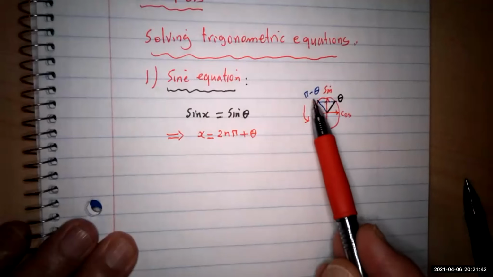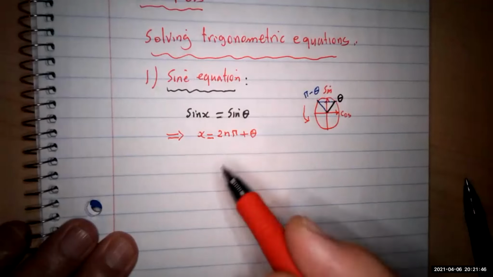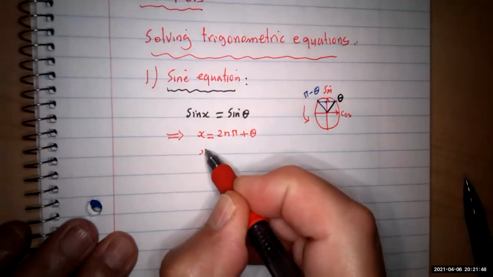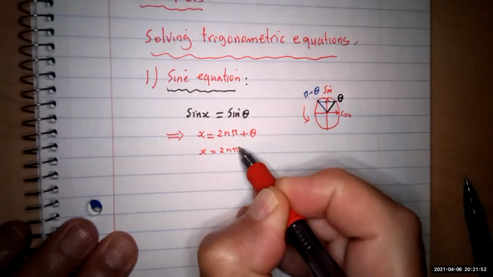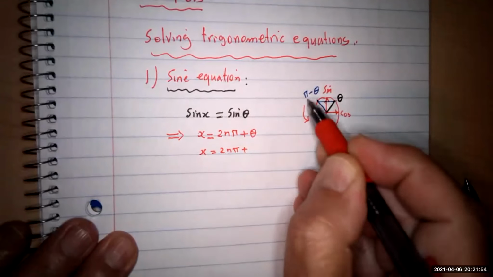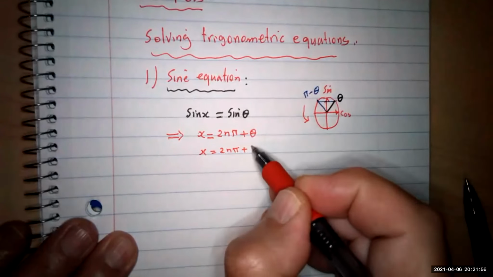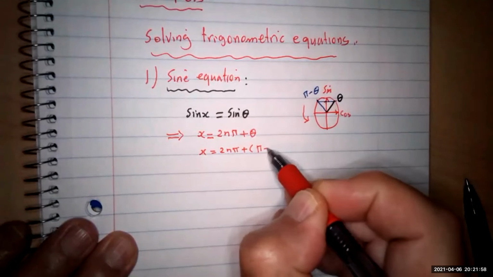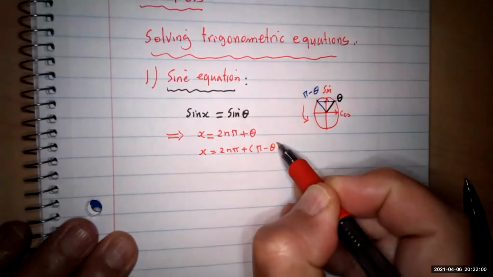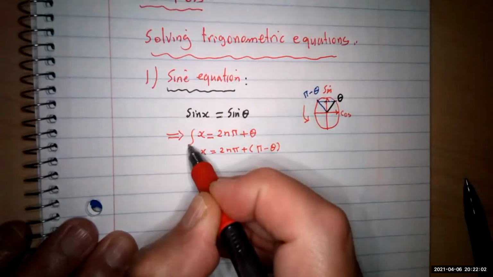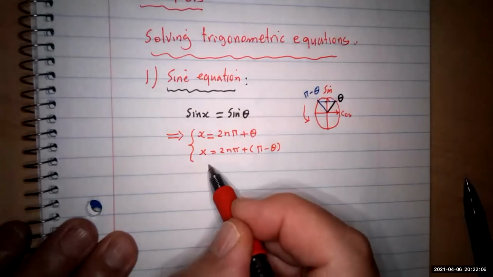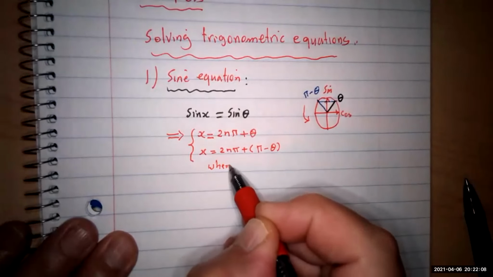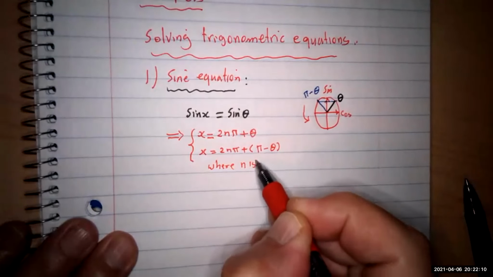But we have another one. You see pi minus theta. So you can do the same thing with pi minus theta. The other group of solutions comes from 2n pi plus pi minus theta. You see these two together, where n is an integer.